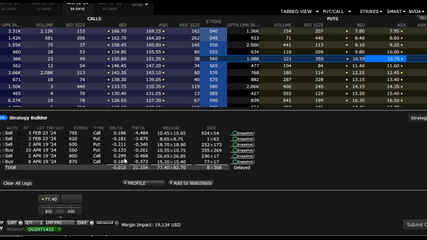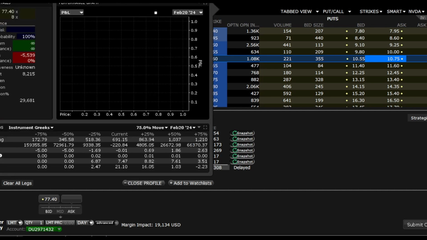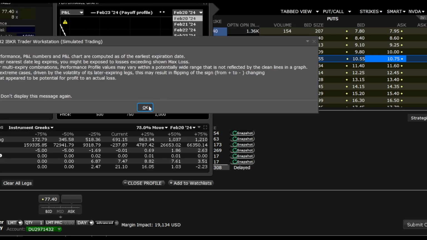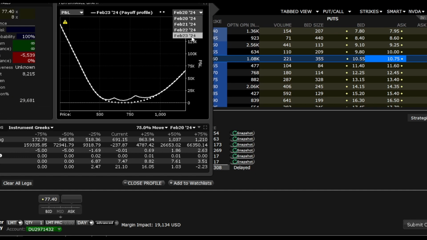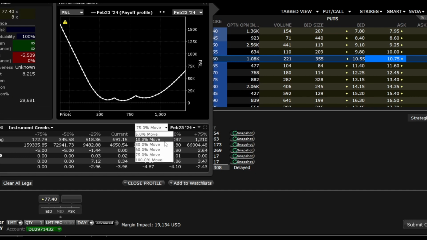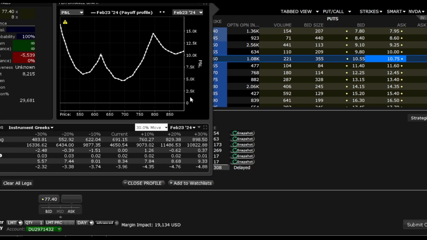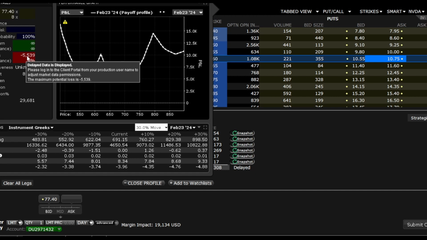Let's look at the incredible efficiency profile. Are you ready to see it? And now the magic, and the magic is that with this strategy, we can't lose. Yes, even though the maximum shows a loss of 5,500, but this is for our near date. As you can see, if we stretch it, there is no loss here in principle. Let's make a bigger move, and voila.